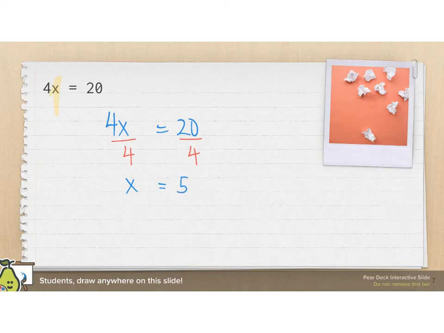So to undo multiply by 4, we will divide both sides by 4. Notice that I always have red showing the reverse operations on both sides.